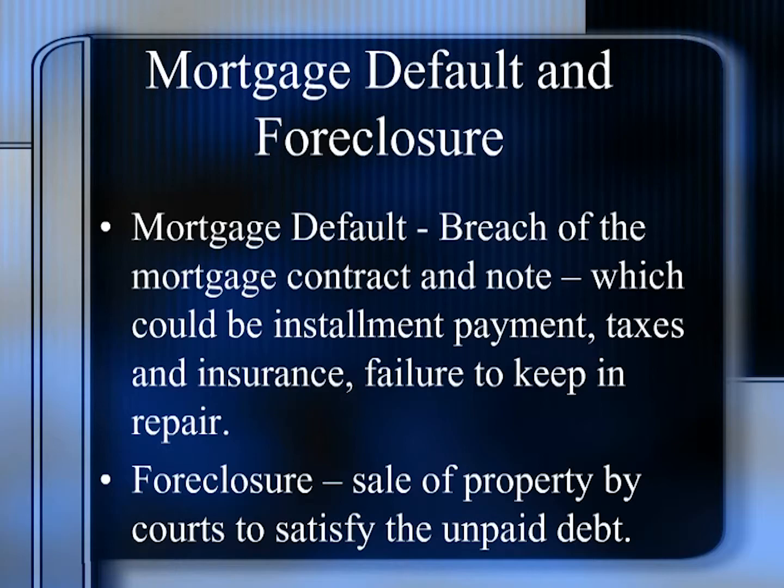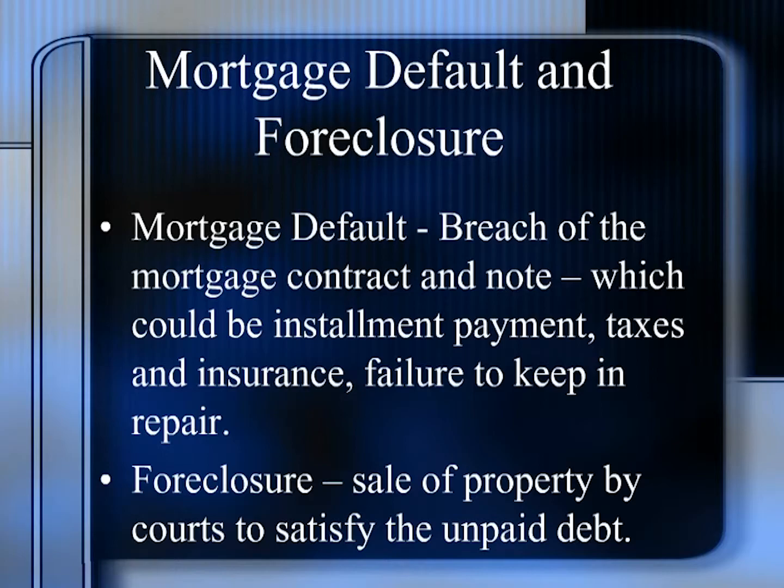A mortgage default is the breach of a mortgage contract and a note. So this could be the installment payment. It could be that you didn't pay your taxes and or insurance. It could be something such as failure to keep one of the agreements, such as keeping the property in good repair. So if you broke that, they could push you into default.